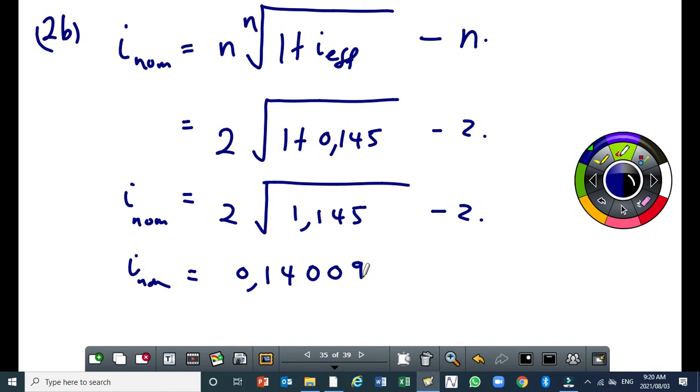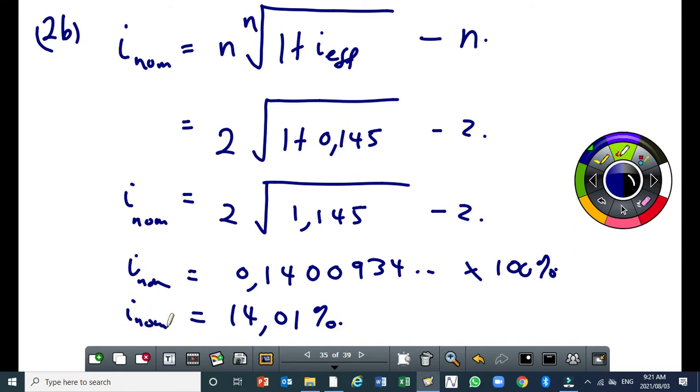Another digit? 3, 4. All right, then you multiply this by 100%, and then you get 14.01%. Right, so that will be the nominal rate, per annum compounded half yearly. All right, so that's what we should have done there.